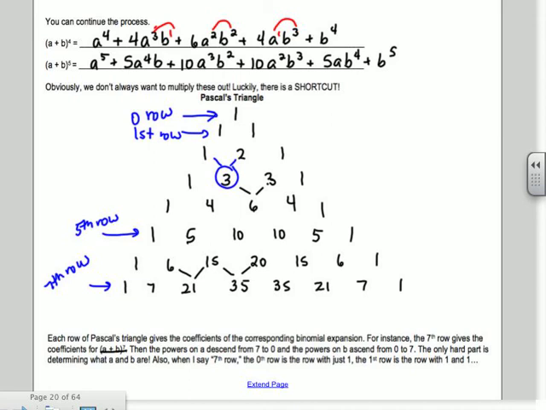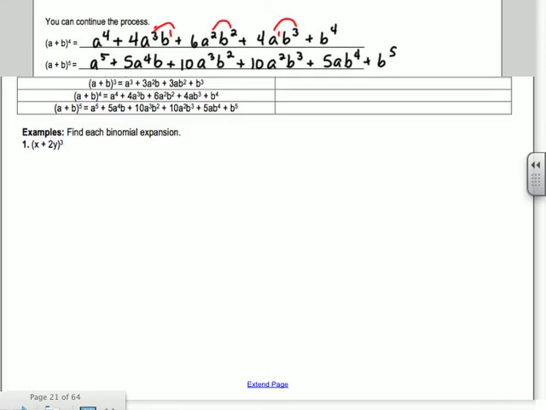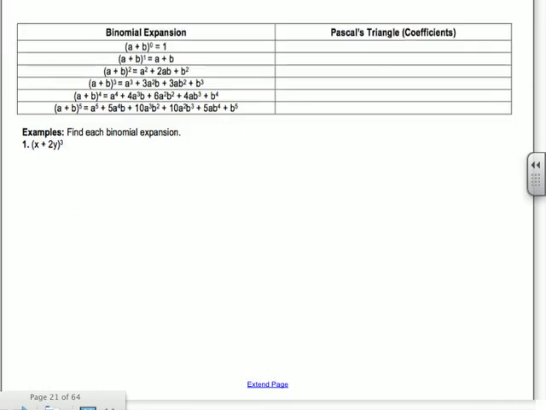All right, but that triangle is pretty easy to construct. You could easily construct that on a quiz or something. All right, so here's what I was saying. So (a plus b) to the 0 is 1. (a plus b) to the first is a plus b. So notice how those coefficients are 1 and 1. So you have 1, 1, 1.